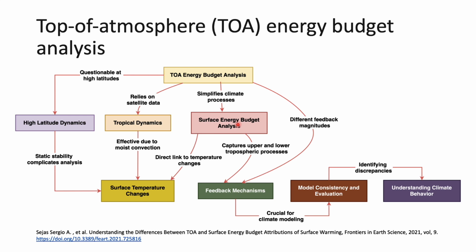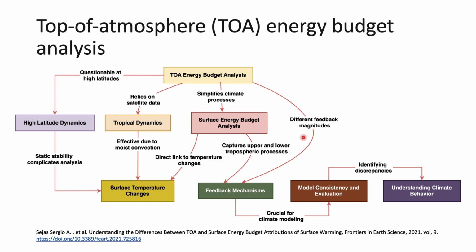That means it is at the earth surface. So this actually simplifies the entire climate process. We are making lots of assumptions here, so this simplifies our analysis. And this surface energy budget analysis can be directly related to the surface temperature changes. And we also know what the feedback mechanisms are that are happening. Once we capture the upper and lower tropospheric processes, it will be easy for us to identify the feedback mechanism that is happening.